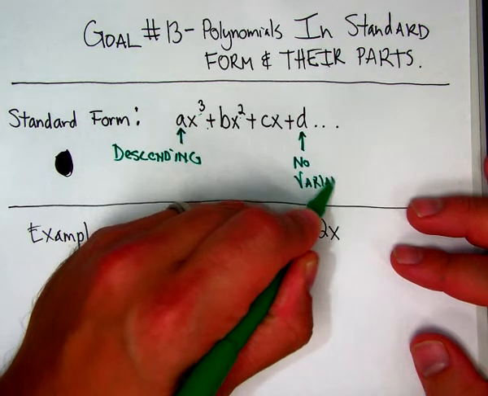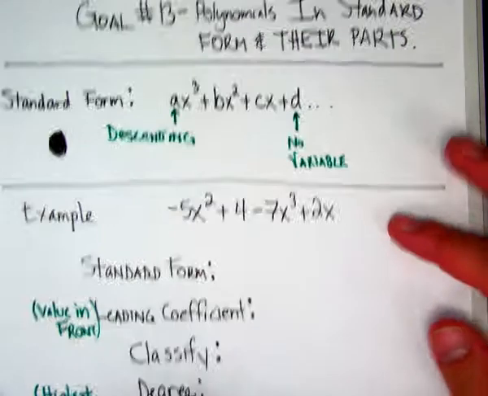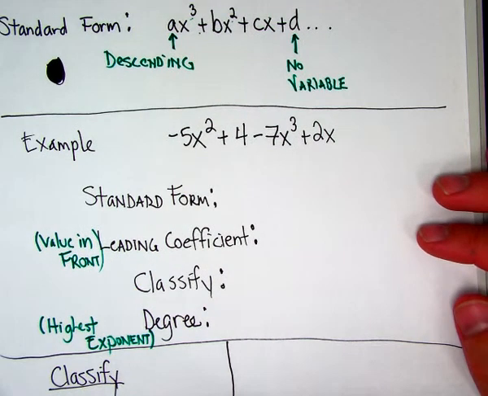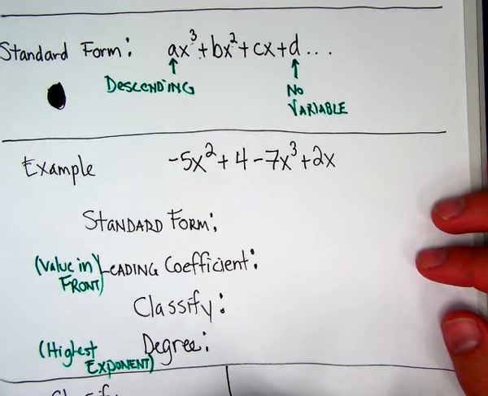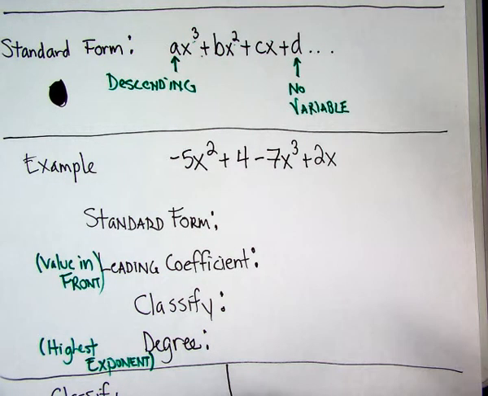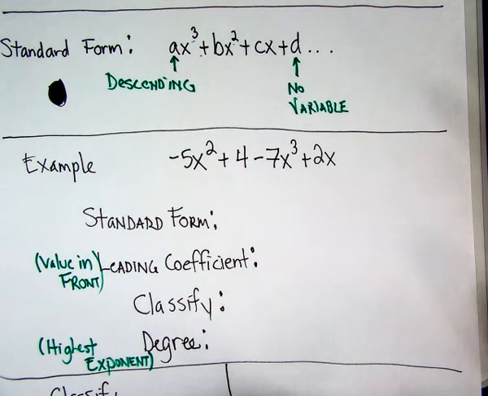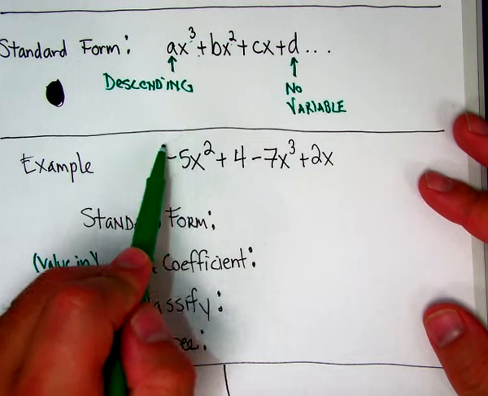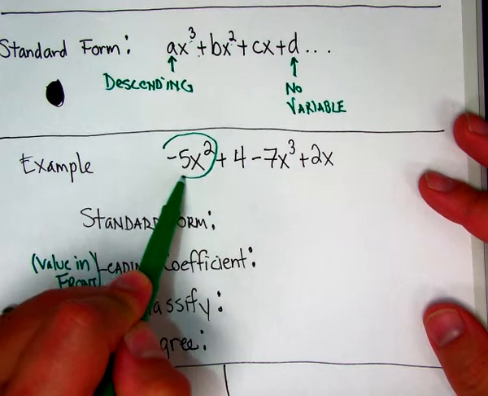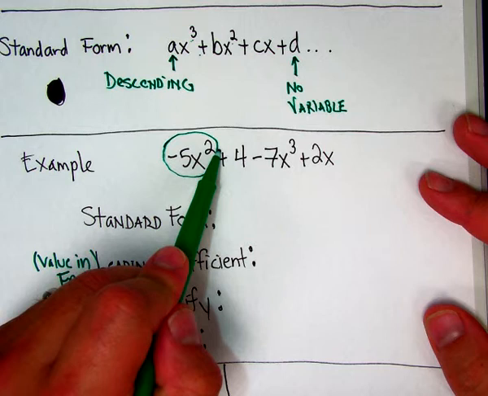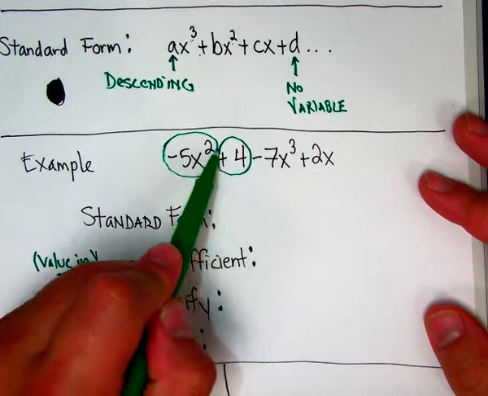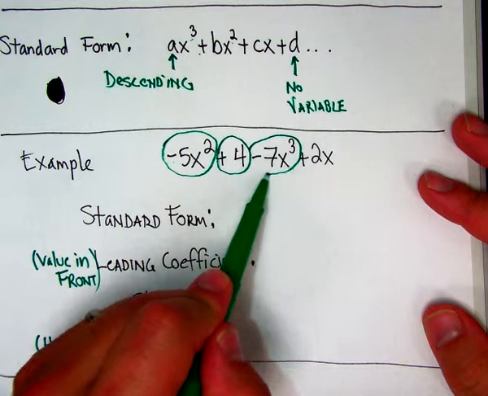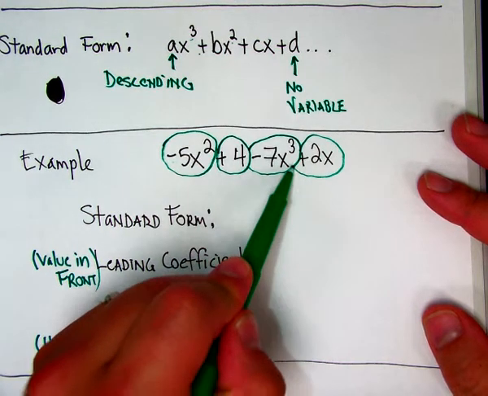Okay? So when we look at an example like this one right here, we have negative 5x squared plus 4 minus 7x cubed plus 2x. First thing we have to do is rewrite this in standard form before we find any of the parts. Okay? And so when we look at this, let's break these into separate terms. We take the number, the sign, the variable, and the exponents that go with it. So we have a negative 5x squared, a positive 4, a negative 7x cubed, and a positive 2x. So there's 4 separate parts.